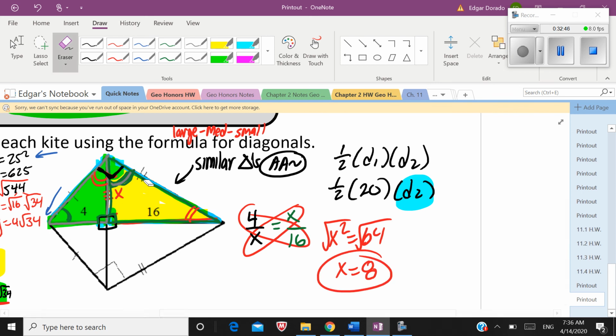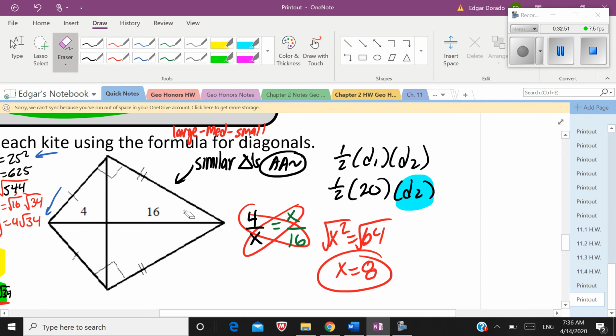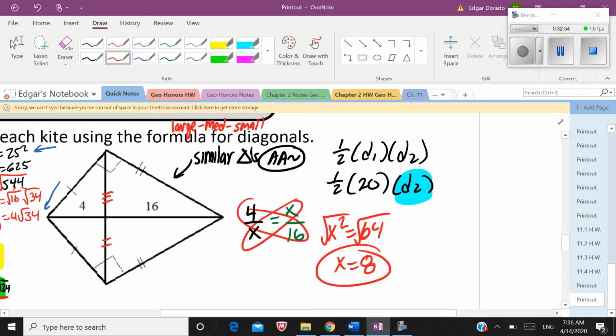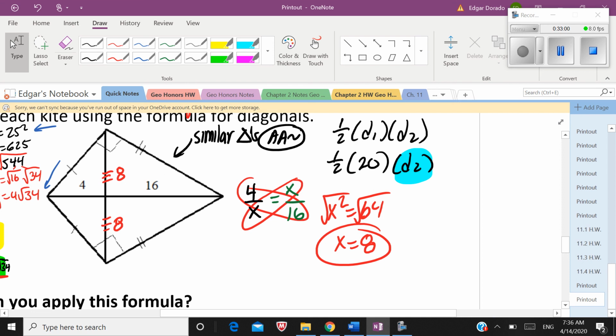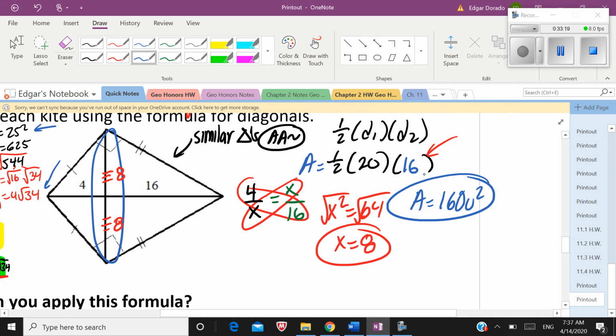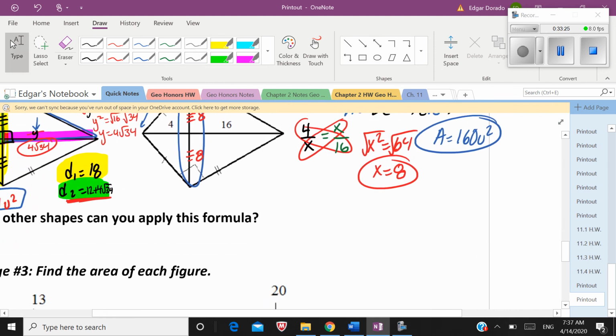So after all of that, we can now come back and focus on our original problem. These were the same. We now know what each of those are. They are 8, and that's all I need, because I needed diagonal number 2. Let's replace diagonal number 2 with what it actually is, which is 16. So let's finish off this problem, guys. The area of this kite is going to be 1/2 times 20 is 10. 10 times 16 is 160 units squared. Okay? Cool.